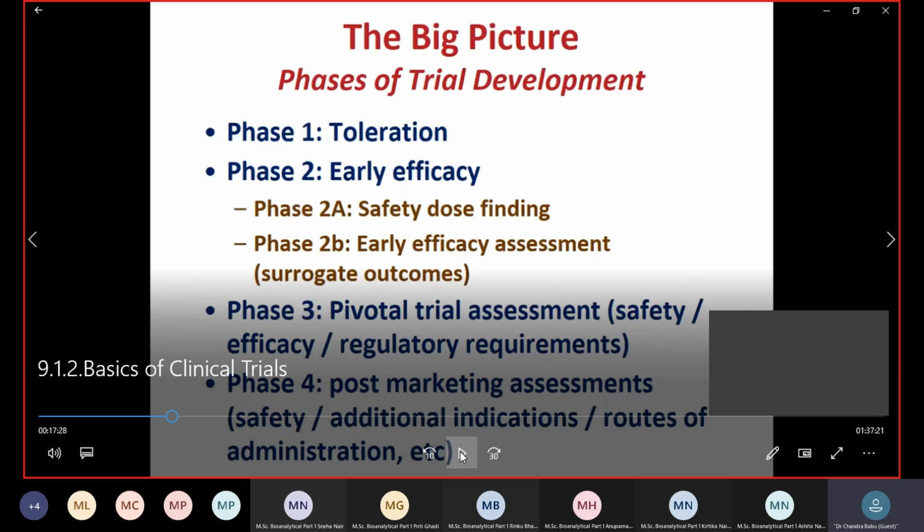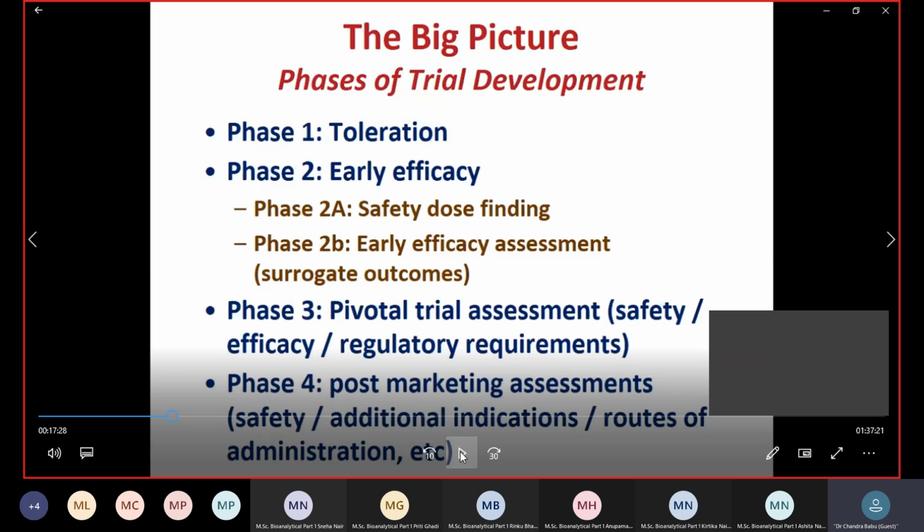Guys, this is an explanation and a discussion going on, and we are getting to learn from here. So any questions here as of now, beta? Phase 1 is toleration, phase 2 is early efficacy, phase 3 is pivotal, and phase 4 is post-marketing assessment. These are the types of clinical trials. Any questions you have? Do you want me to clarify anything? Okay, fine. So it's clear. Good. Okay, so I'm playing it further, beta.